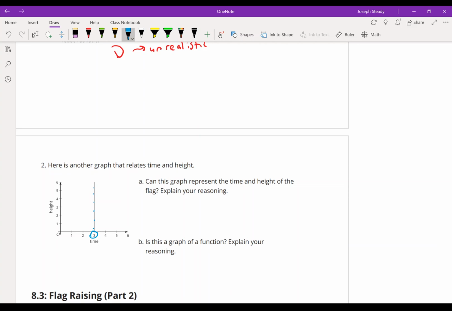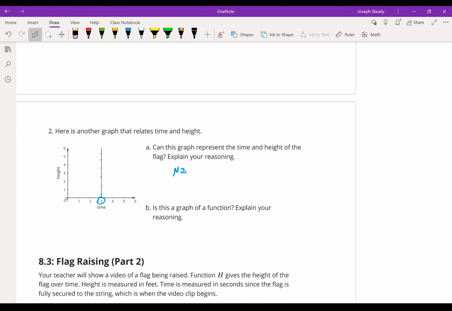That is actually not possible to happen if you think about real life, so this graph could not be an actual representation of the time and height of the flag, because we're at a bunch of different heights all at one time. And if we think about the second part of this question, is this a function? Well, the answer here is again no, because we have multiple outputs, which is height, for one input, time.